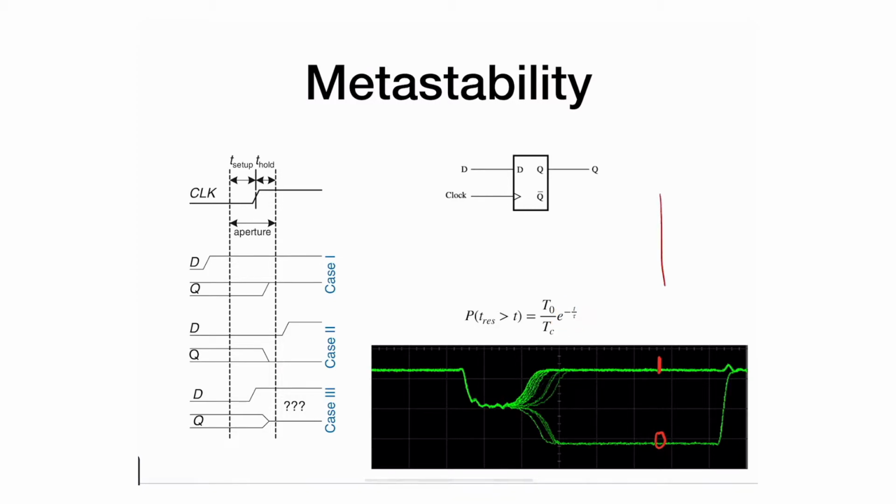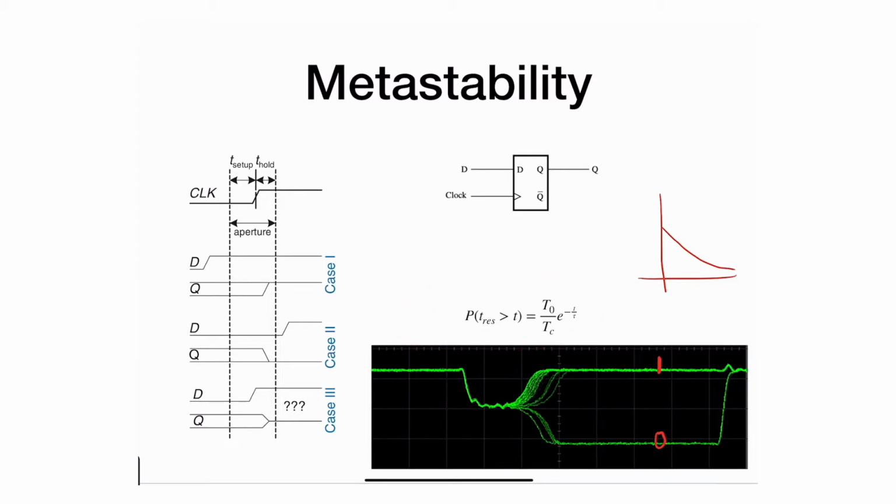What does that mean? It means that the probability goes all the way down. With time, the probability that it will take longer gets reduced and reduced until it reaches 0. So the probability that it will stay in a metastable condition, that it will not resolve to 1 or 0, goes to 0 very, very quickly. That's what this equation tells me.